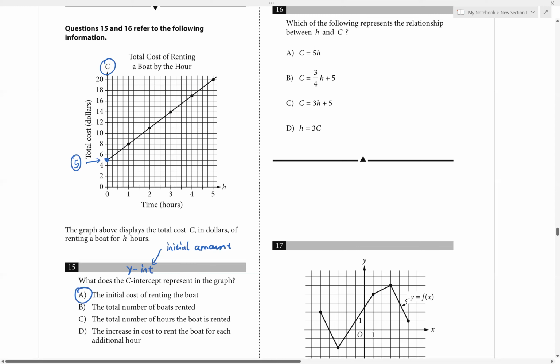And if you look at D, I just want to point this out. D is the increase in cost to rent a boat for each additional hour. So this is the slope. Slope is a rate of change. For each additional hour, how much does the cost increase? That's represented by the slope. For this type of question, very likely they'll ask us either about the Y-intercept or the slope. So the Y-intercept is the initial amount, and slope is a rate of change. So number 15, the answer is A.